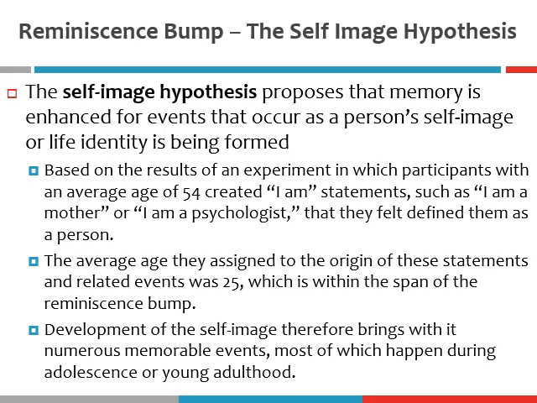Okay, so the idea is that as our self-image is being cultivated, or as we come to identify as a mother or a wife or a psychologist or a nuclear physicist or whatever, the critical events that lead to that identification seem to occur sometime in early adolescence, late adolescence, or young adulthood, right? So as our self-image forms, those events associated with that self-image become more memorable, okay? So that's the idea of the self-image hypothesis.